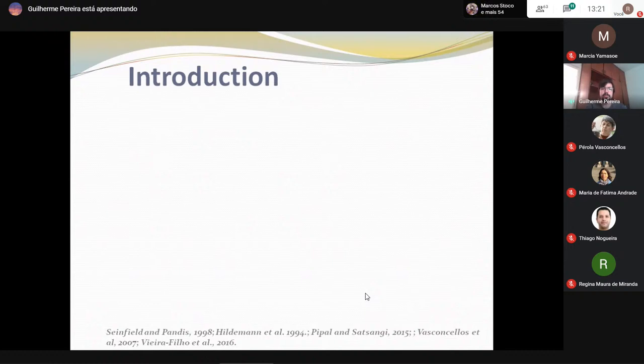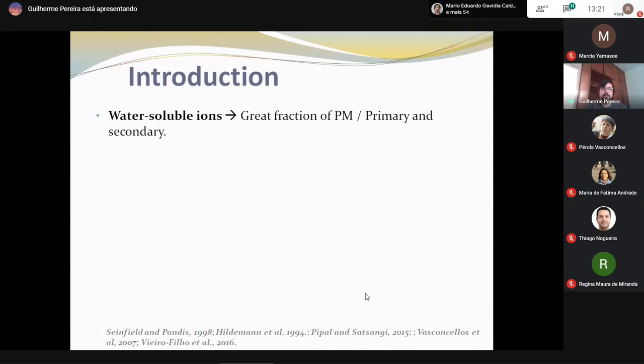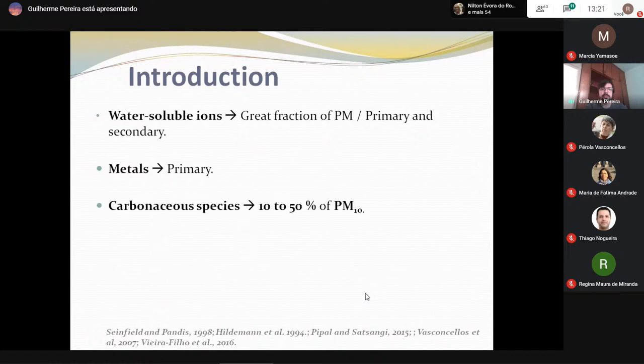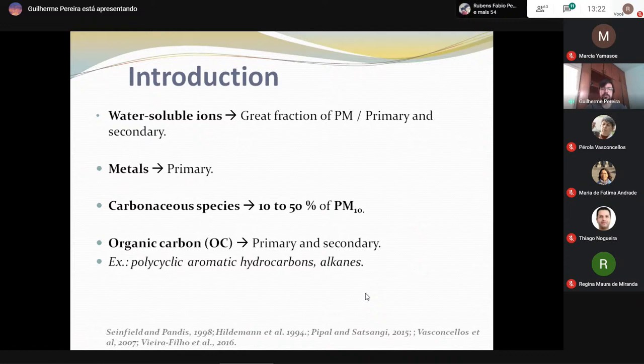I'm going to describe the chemical species we're going to determine in the chemical analysis. The water soluble ions are a great fraction of particulate matter. They can come from primary emissions and secondary formation. The metals are also important. They are related to primary sources and characteristic of different sources, so it's possible to differentiate sources with the metal concentration. An important fraction is the carbonaceous species, which comprises around 50% of PM10. They include organic carbon, which can come from primary emissions or secondary formation, and different species, such as the polycyclic aromatic hydrocarbons and alkanes. There's also elemental or black carbon, depending on the way they are determined, mostly related to primary emissions, usually vehicular emissions in urban areas.